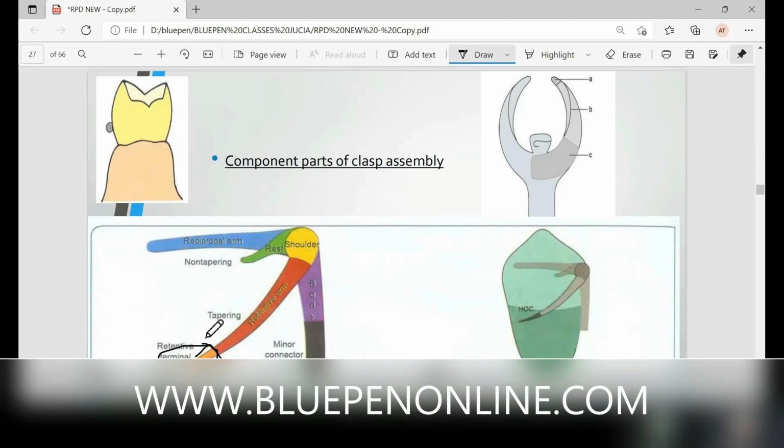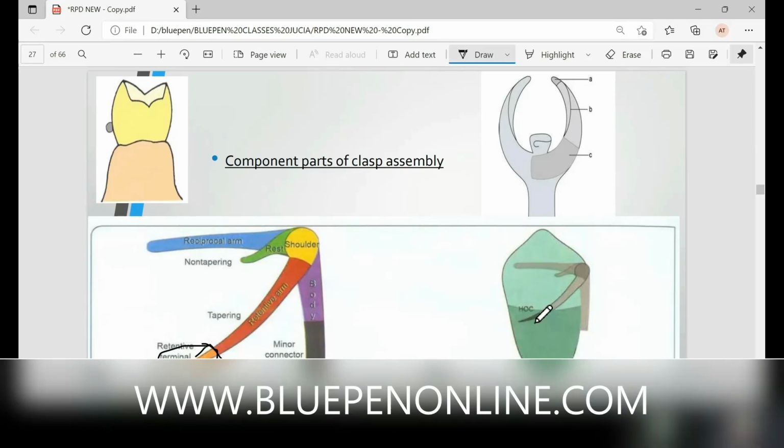You have to study that. The retentive terminal is the only flexible part, and the other part is not flexible. The only part which is flexible is the retentive terminal. Now, this is the terminal. This is the body. This is the retentive clasp part. This is the retentive terminal, and this dark part is the only flexible part.